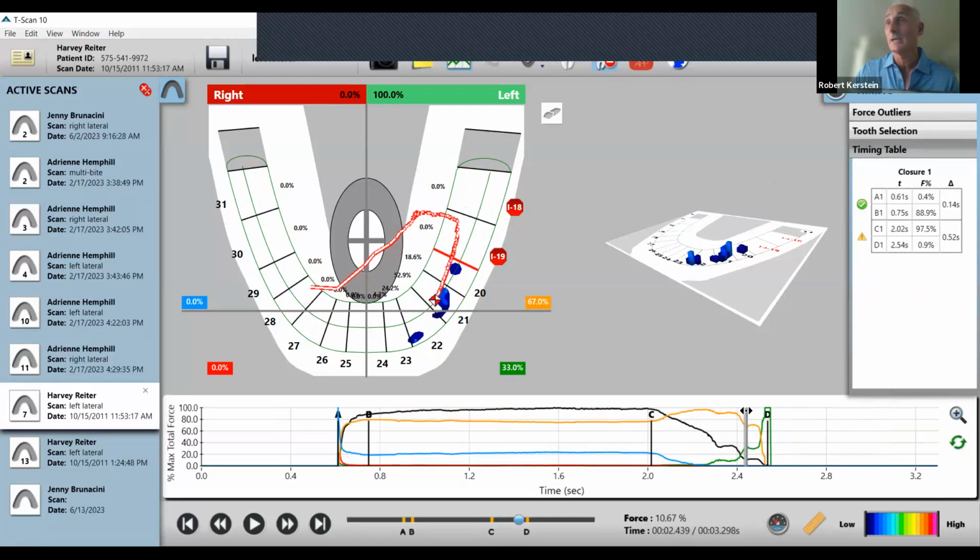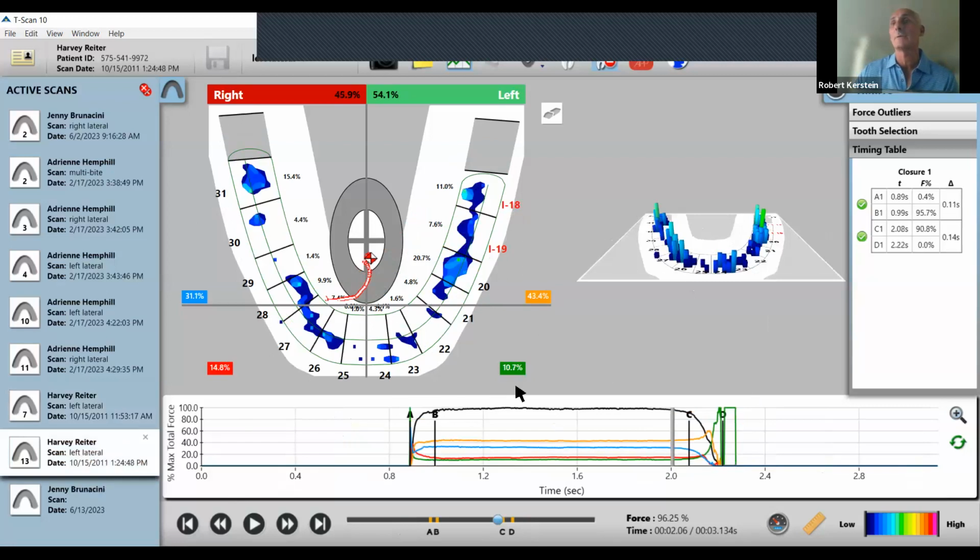Well, that's not good. Even though 0.5 of a second is a good parameter, we want those implants discluding in 1/10 of a second, 0.2 of a second. We don't want to see them discluding in 0.4 of a second. So we can fix that because we can measure those things with the T-scan. So here's the left lateral afterwards. Now look at a few changes after we corrected what went on.